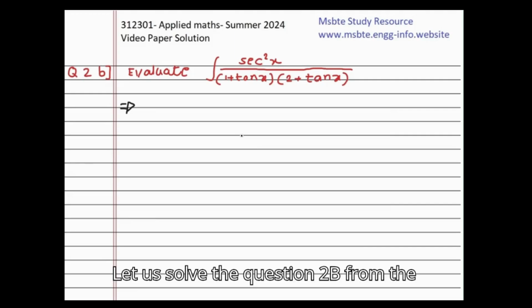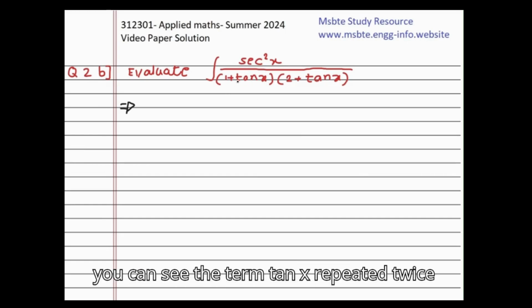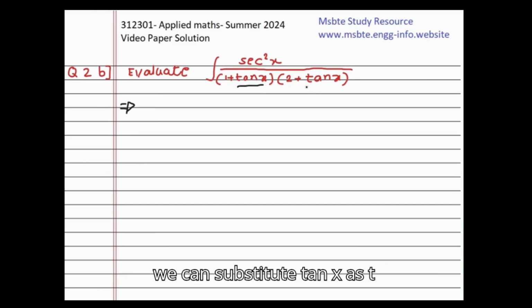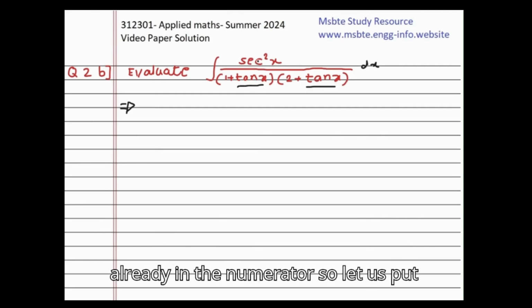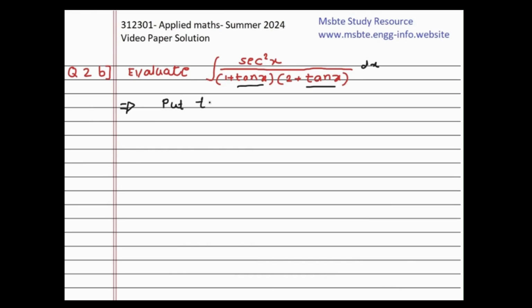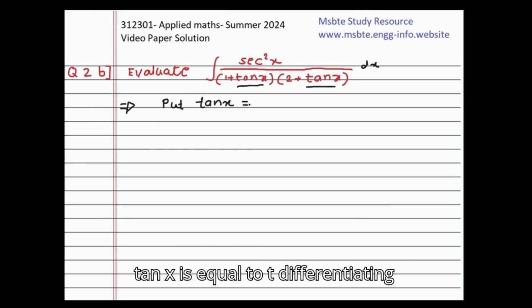Let us solve the question 2b from the question paper. This question is again integration by substitution. Here you can see the term tan x repeated twice. We can substitute tan x as t, and the derivative of tan x is already in the numerator. So let us put tan x is equal to t.